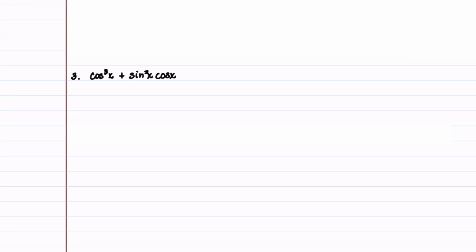I'm going to show you exactly how to simplify this trig expression. In this example, we can see that we have a cosine x common to both terms, so we can pull that out. We'll factor out a cosine x from each term, and we're left with cosine squared x plus sine squared x. We know that sine squared x plus cosine squared x is equal to 1. So this simplifies to just cosine x.